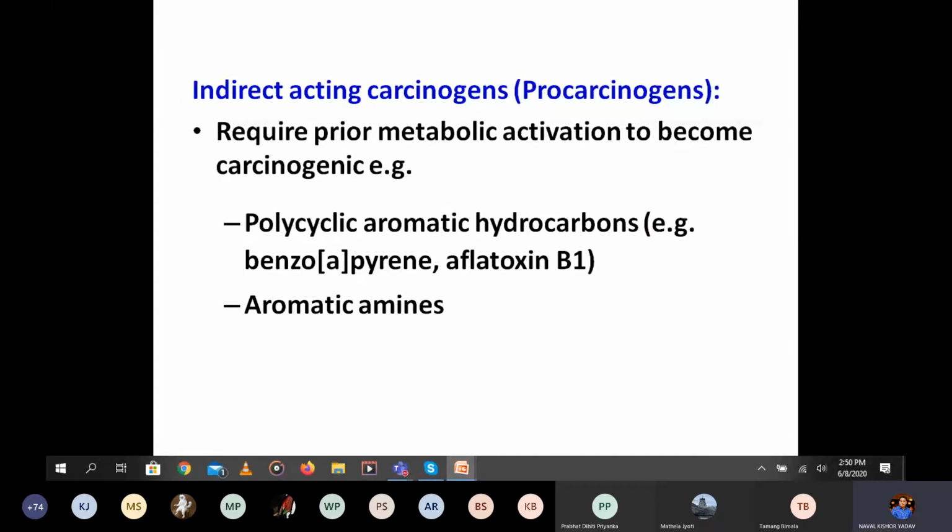Second group, indirect acting carcinogens. This is also known as the procarcinogen. This requires metabolic activation to become carcinogenic. Examples are polycyclic aromatic hydrocarbons, like benzopyrene, and aflatoxin B1 and aromatic amines. So this requires metabolic activation, and then only it can be carcinogenic. That's why it is known as an indirect acting carcinogen. It does not act directly. It requires metabolic activation to become carcinogenic.